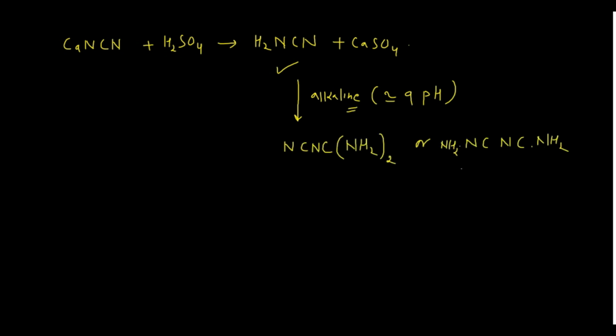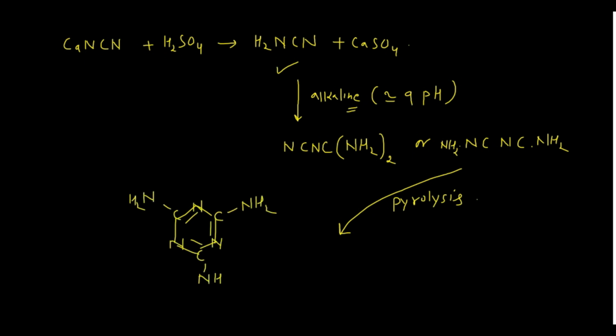This is dicyanamide, and this dicyanamide, if you do the pyrolysis or the cracking of this in the absence of oxygen, pyrolysis is what? Heating in the absence of oxygen. So it produces a heterocyclic compound. I can write the structure of that heterocyclic compound here. So basically this is your melamine, and this is cyanuric acid.